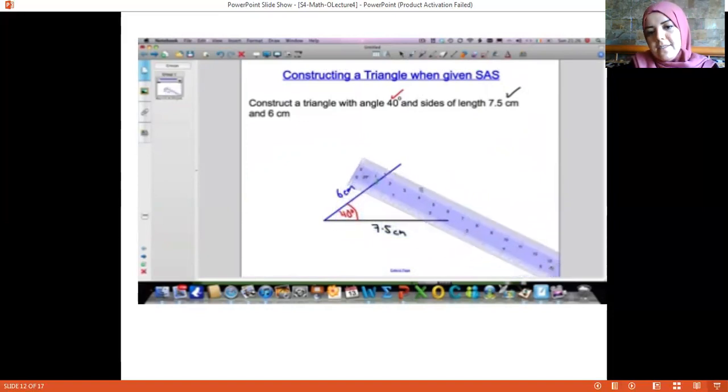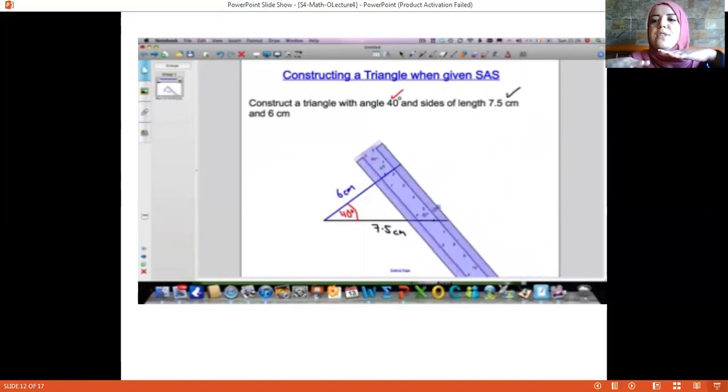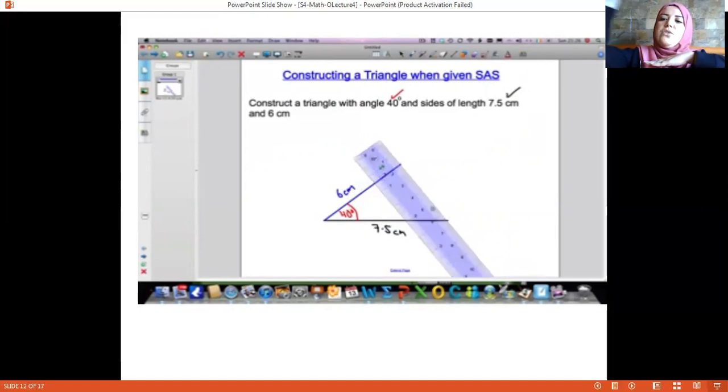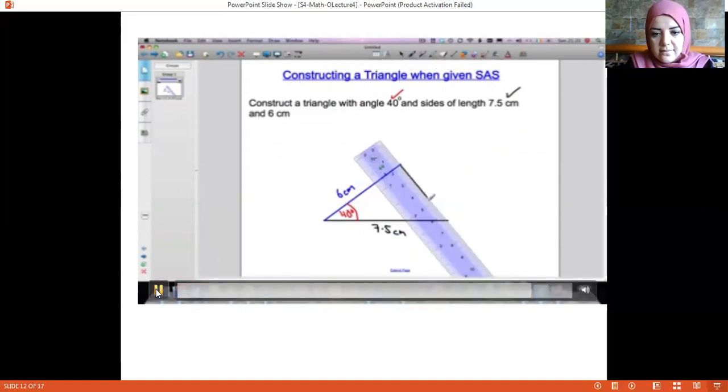The third line. Okay, so it's very easy. You draw the first line, you draw the angle, you draw the measure of the second line, and then you join the third line. That's it. Okay, guys? And this is the triangle.